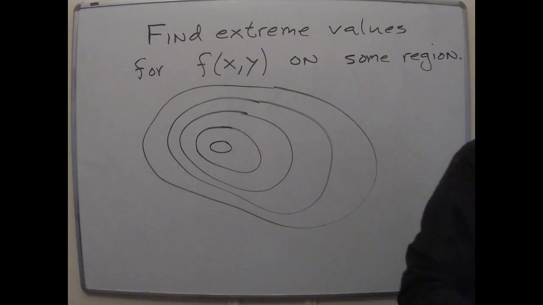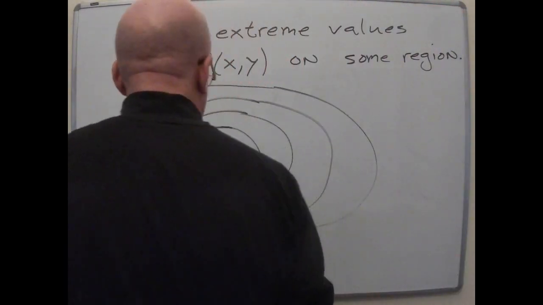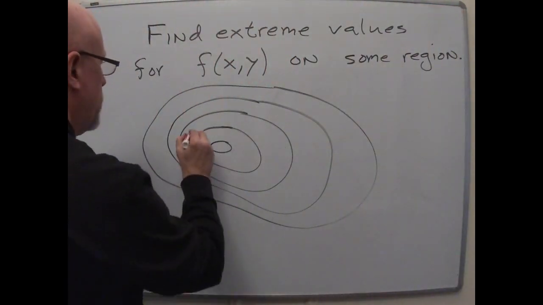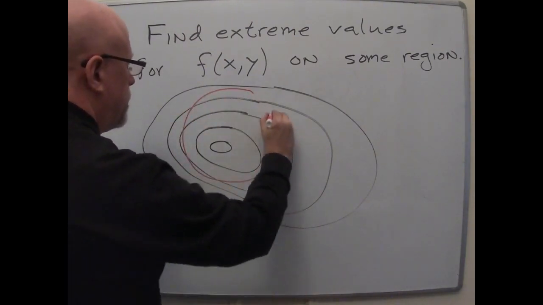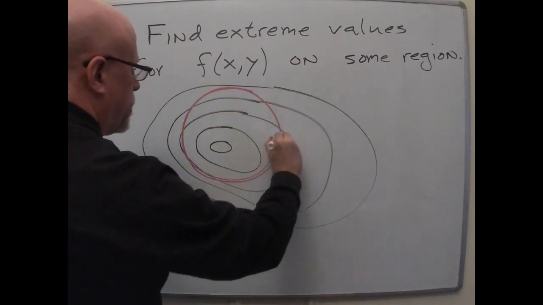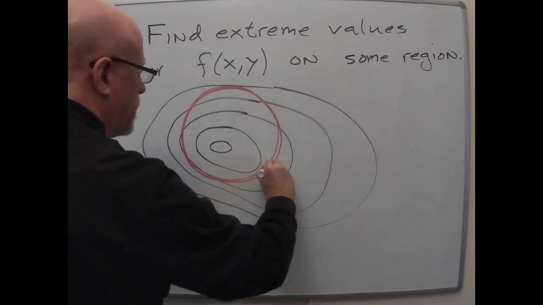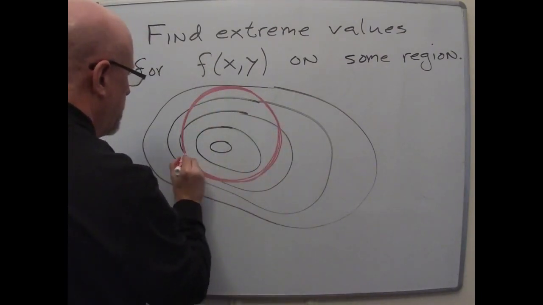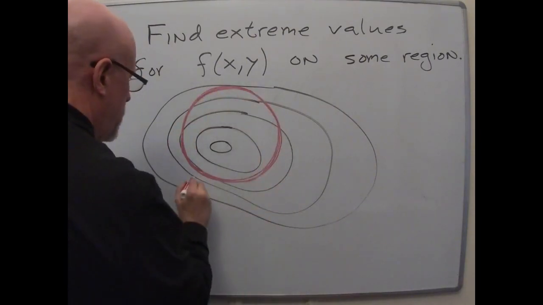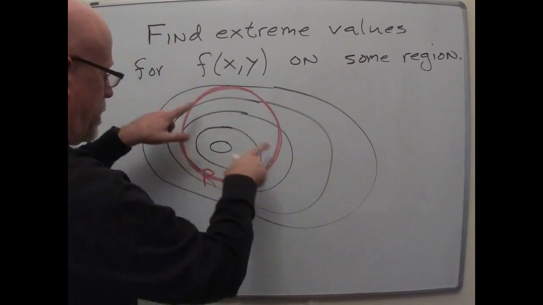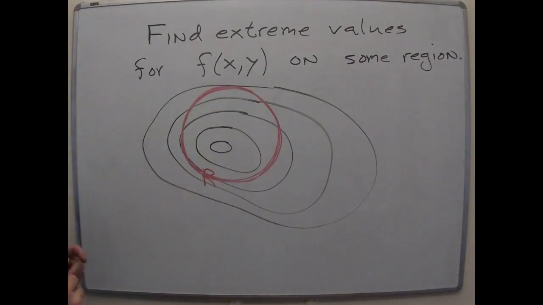I wish I could make a more interesting set of contours, but let's do a region that is like a big circle. Trying to make that as circular as possible. I don't think I'm doing that great of a job of it. I'm going over it a few times to make it look big and red. So this is our region R, and the black stuff, the contours, is our function.